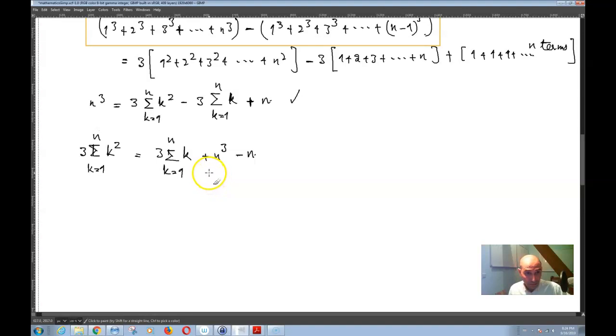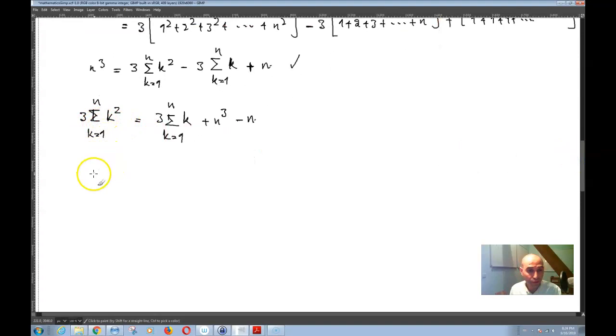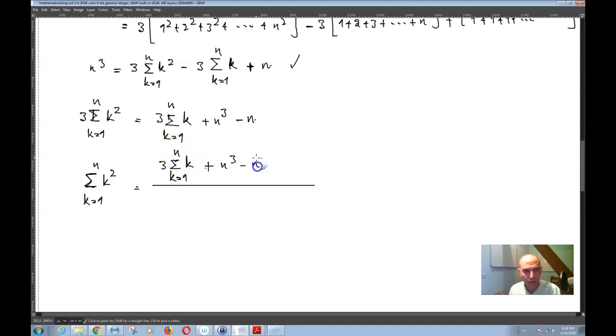And then I can just simply write sigma k squared as k is equal to 1 to n is equal to this whole equation, 3 times sigma k as k is equal to 1 to n plus n cubed minus n, divided by 3. So I can take this whole equation and divide it by 3.